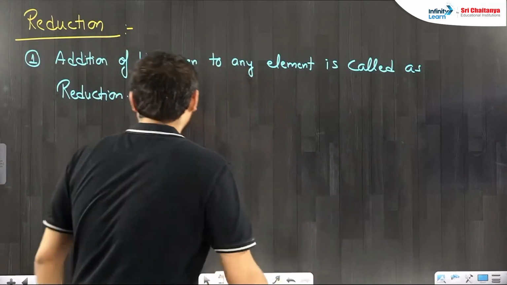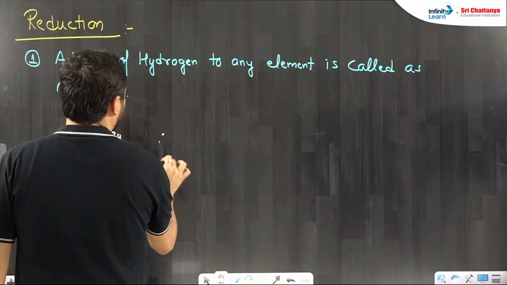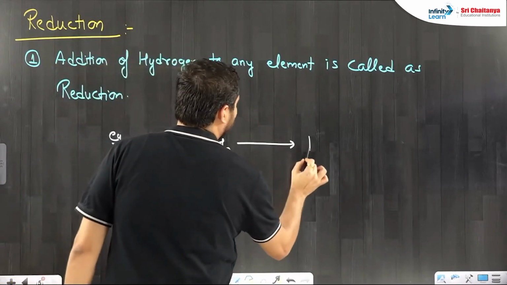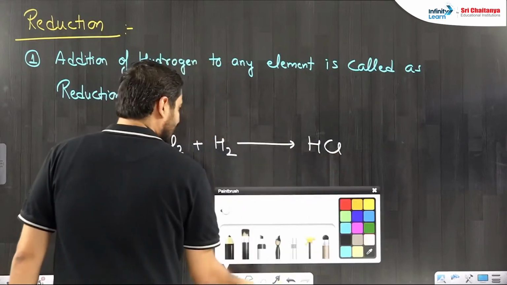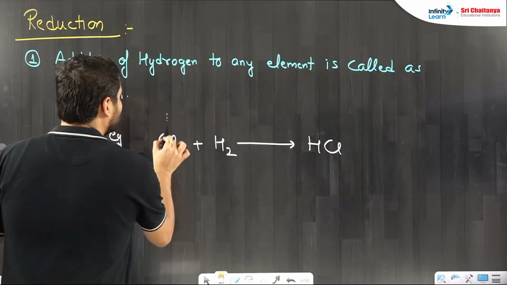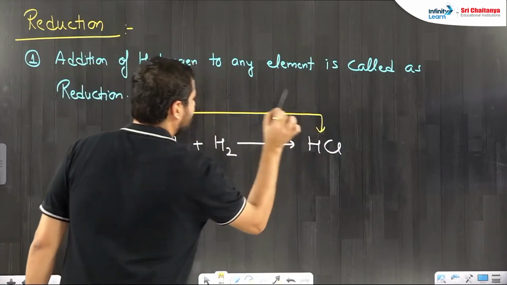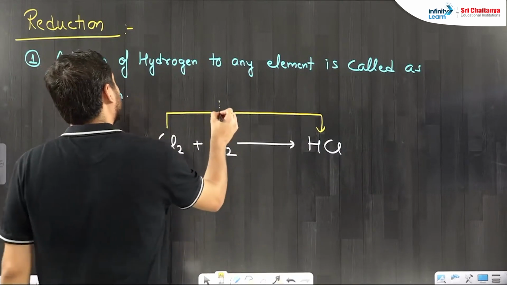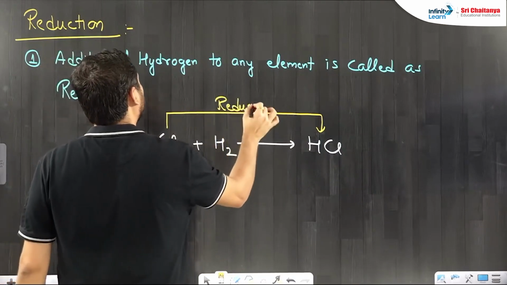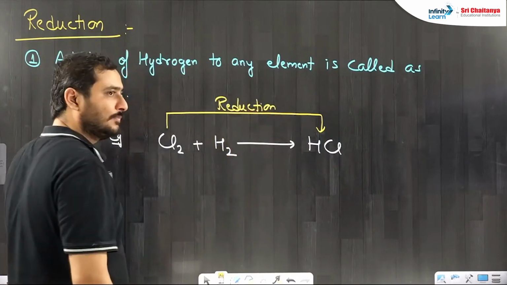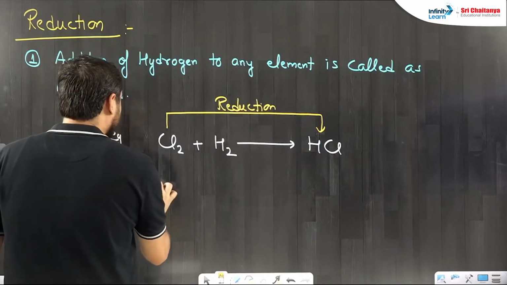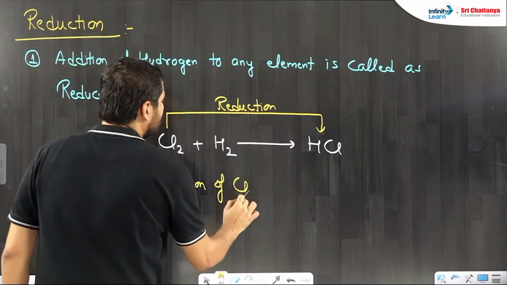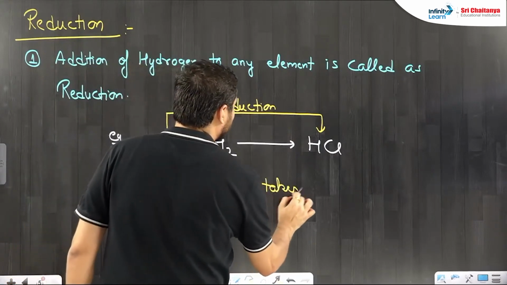So if we take example, let us take Cl2, and what we are adding here? Hydrogen. It is getting converted to HCl. Now if you see here, Cl2 to HCl, what is added here? Hydrogen is added into chlorine. So what we can say here, reduction of chlorine takes place. So what we write here, reduction of Cl2 takes place.